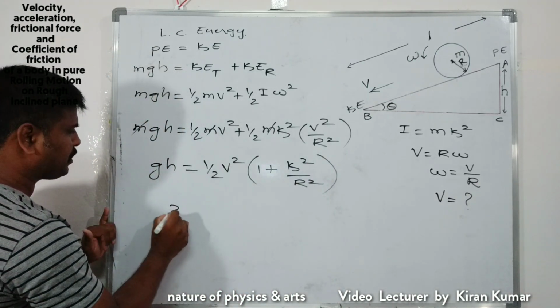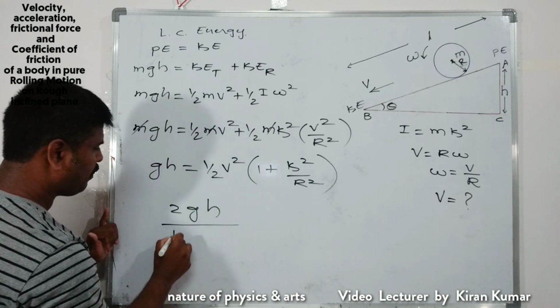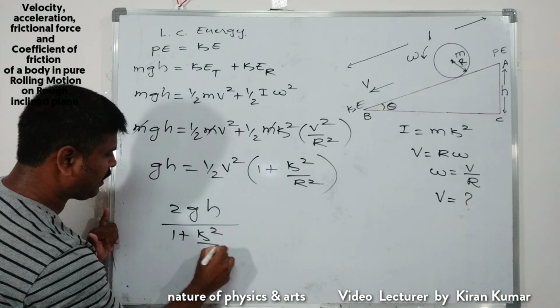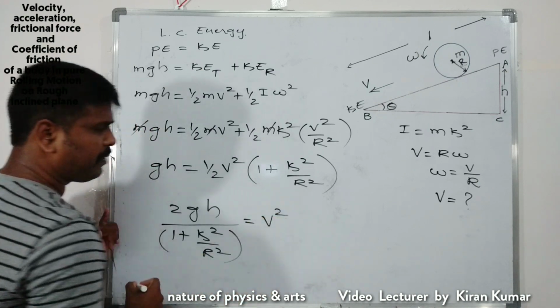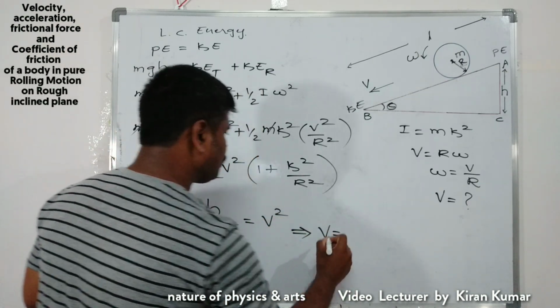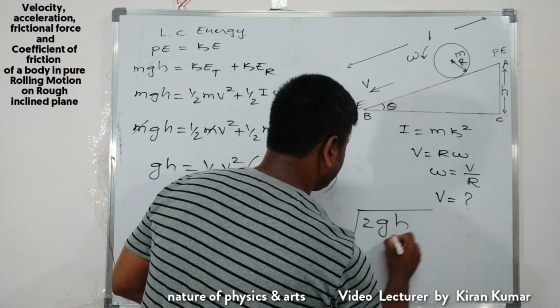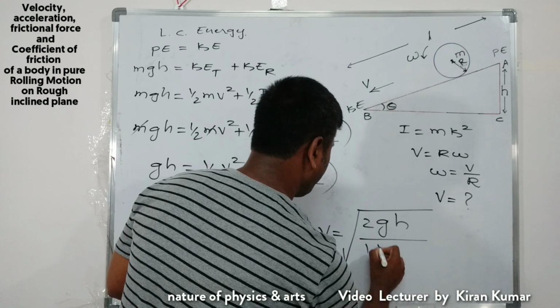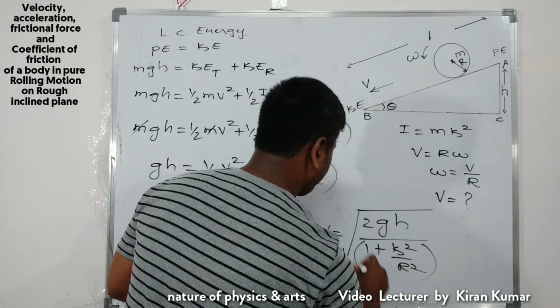So from this equation, 2gh divided by (1 plus k²/r²) is equal to v². So the velocity v is equal to the square root of 2gh divided by (1 plus k²/r²).